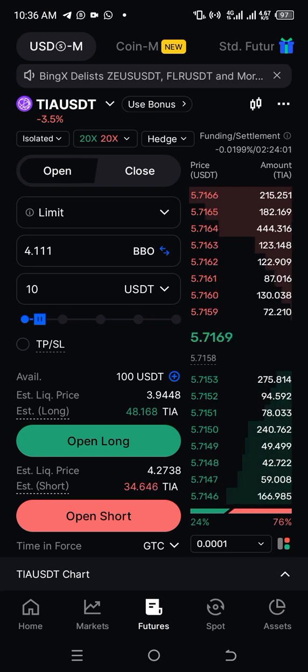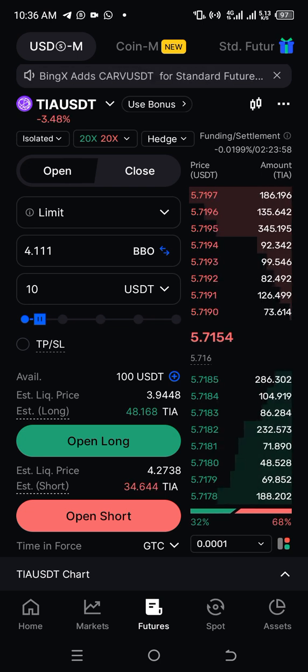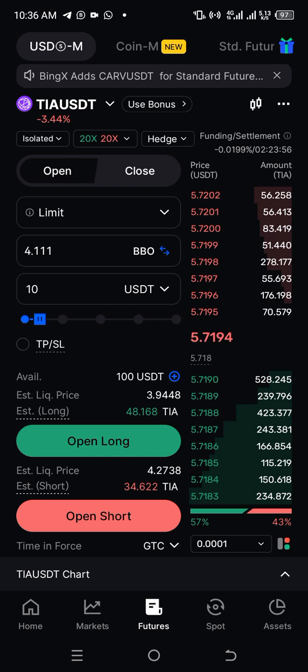That's why I always advise that you use 10% of your capital. All right, always use 10%, or in fact, use 5%. But I still give take profit and stop loss.